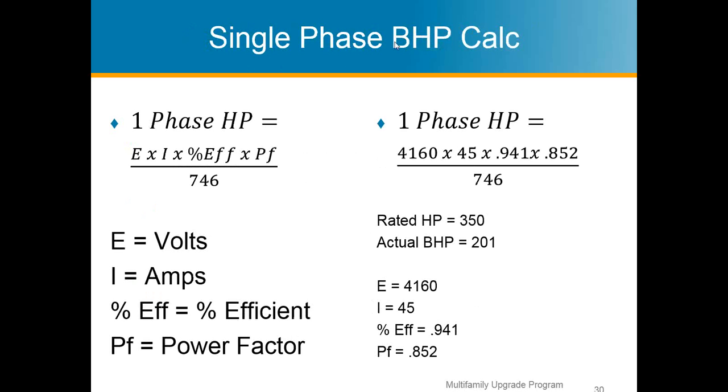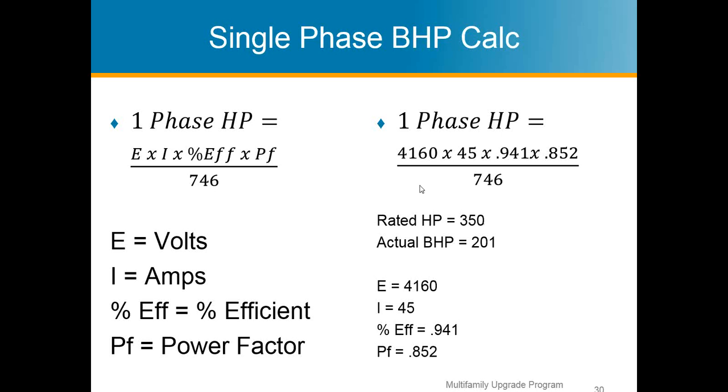So here's a single phase brake horsepower calc. You can look these up. If it's 3-phase or 2-phase, you can find how to calculate them separately. I figured single phase is the easiest way. Again, we have volts, amps, percent efficiency, and power factor. And then 746 is your number to not forget. That's 746 watts in 1 horsepower.